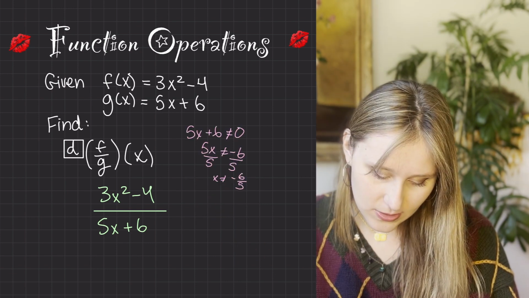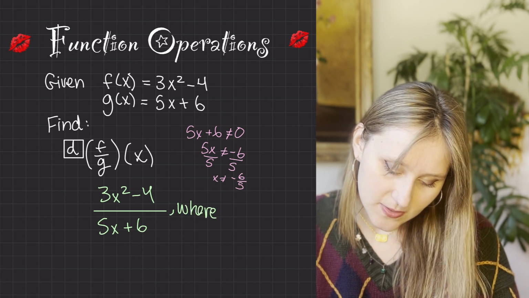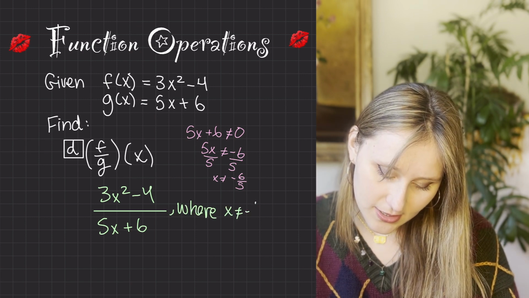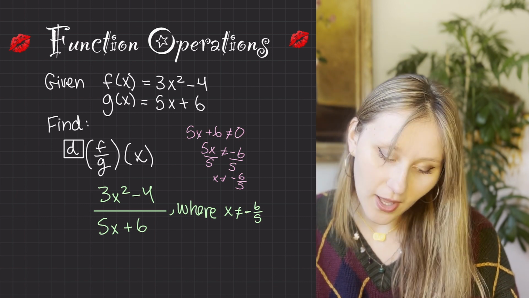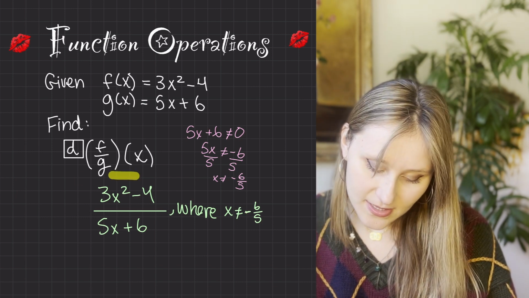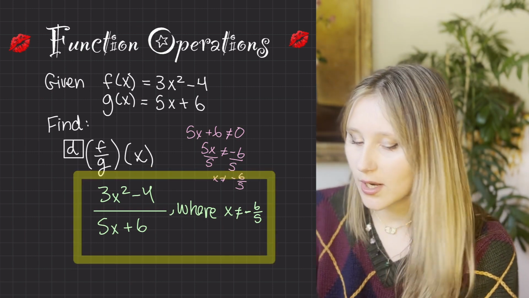All we have to do to finish this problem is we just specify where x cannot be negative 6 over 5. You must specify that. That's just something that we have to do, right?